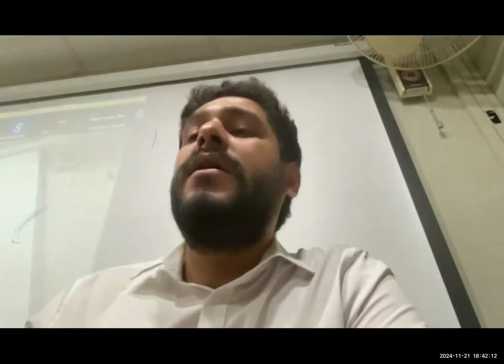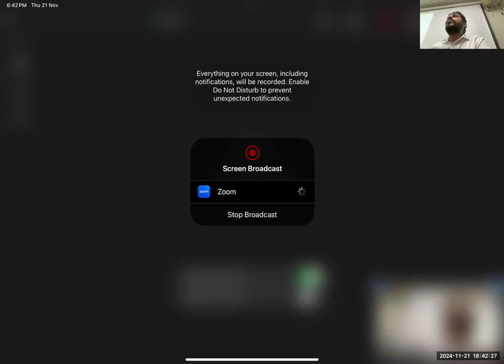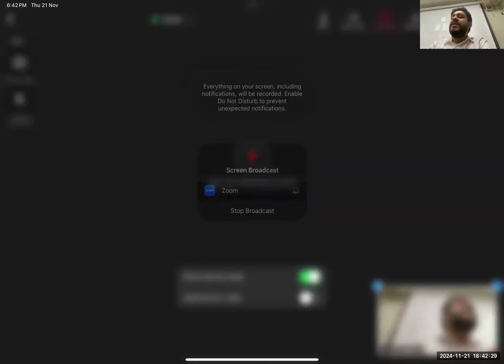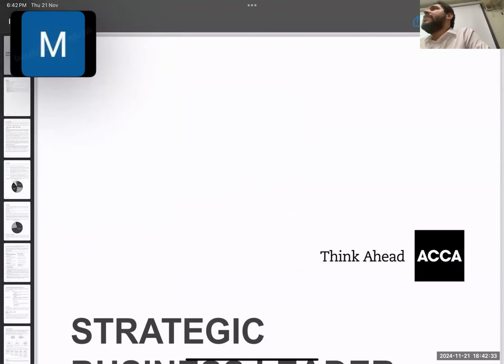This pre-seen is already uploaded on your ACCA portal. If you do not have it, it is going to be the same for all students around the world. It is not going to change. However, the requirements and the exhibits can change in the exam. This means that if one of my friends is sitting beside me, they may get 2 or 3 different requirements as compared to the paper that I have received.